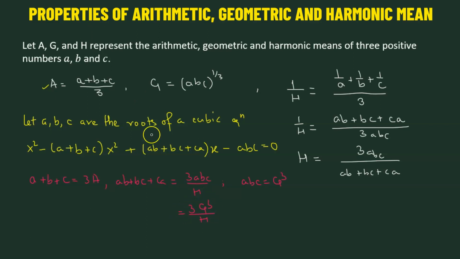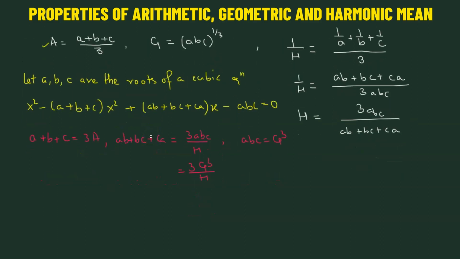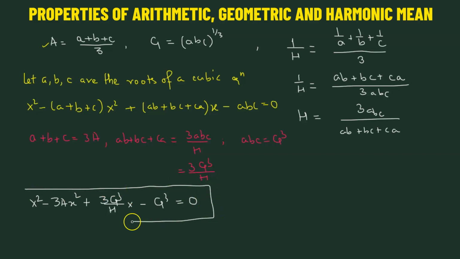Now we'll substitute all of these values into the general form of the cubic equation. So we have x cubed minus 3A x squared plus, for AB plus BC plus CA, which is simply 3G cubed over H, times x, minus G cubed equals 0. And this is going to be the general form of the cubic equation in terms of the arithmetic mean A, the geometric mean G, and the harmonic mean H.